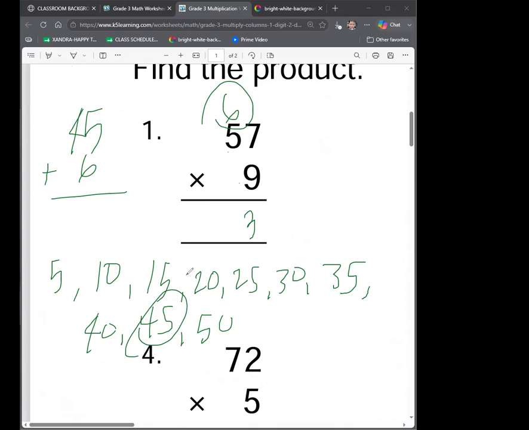I think it's 30. No, we're adding. So 5 plus 6.